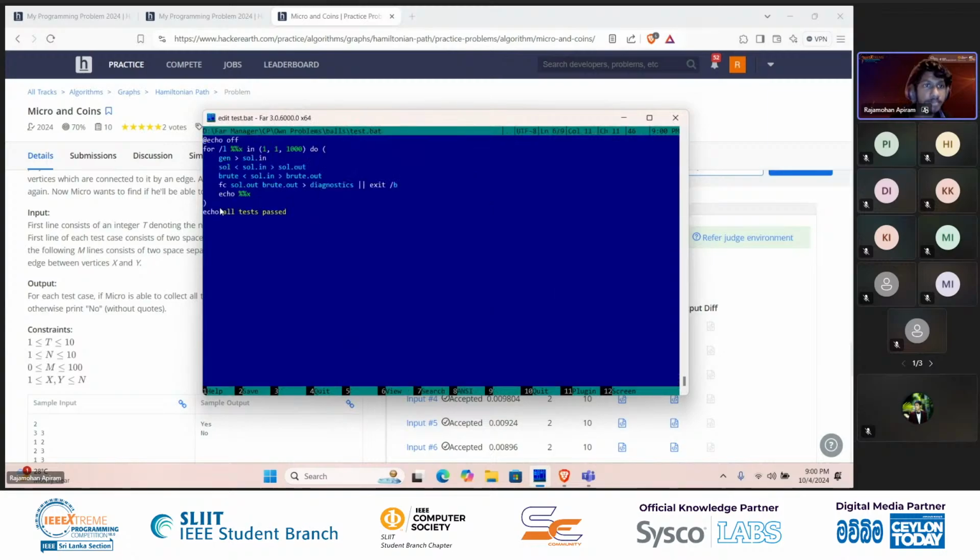So I can write a batch program which iterates from 1 to 1000 and generates some test cases and puts them into solve.in. That test case goes into my original solution and gets an output, and it also goes into the brute force solution and gets a brute force output. Then this FC part compares whether there's a difference between my solution and the brute force solution, and if there's a difference, it prints it in a file called diagnostics and exits right away. Otherwise, it prints the test case as okay. You can write your own batch program, or any other scripting tool you know, to test the program.